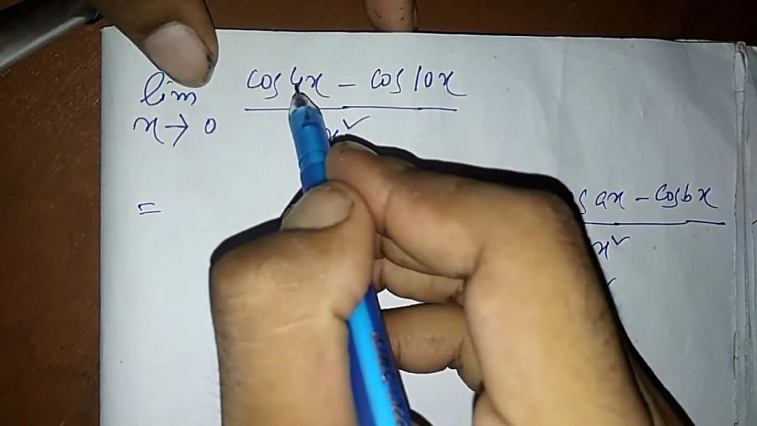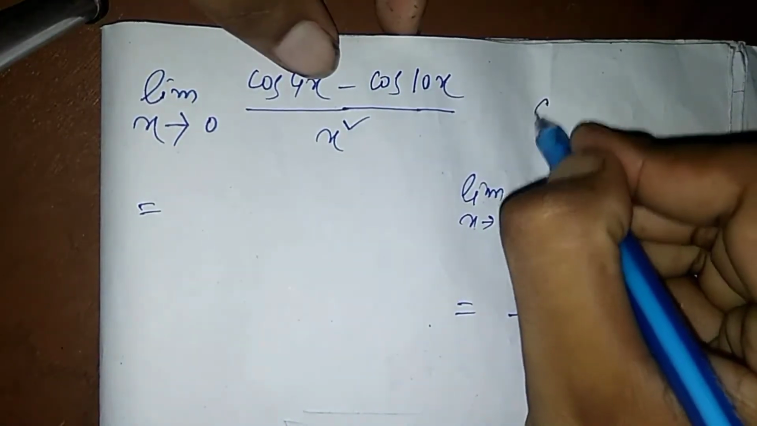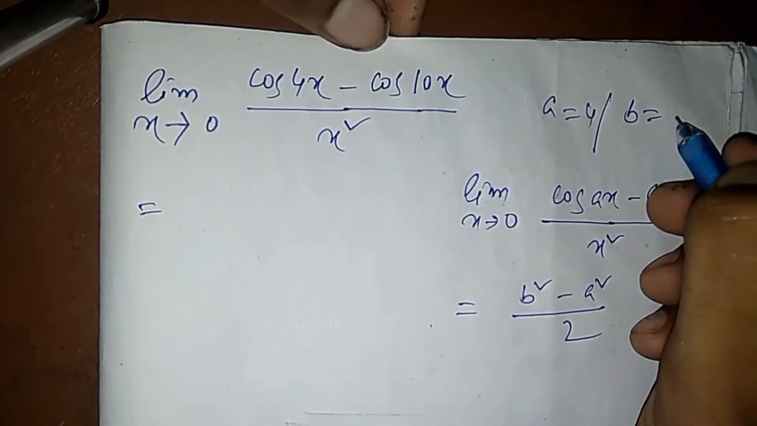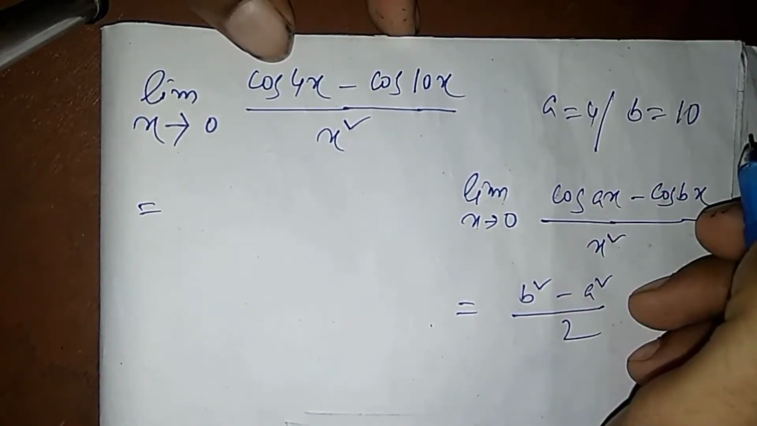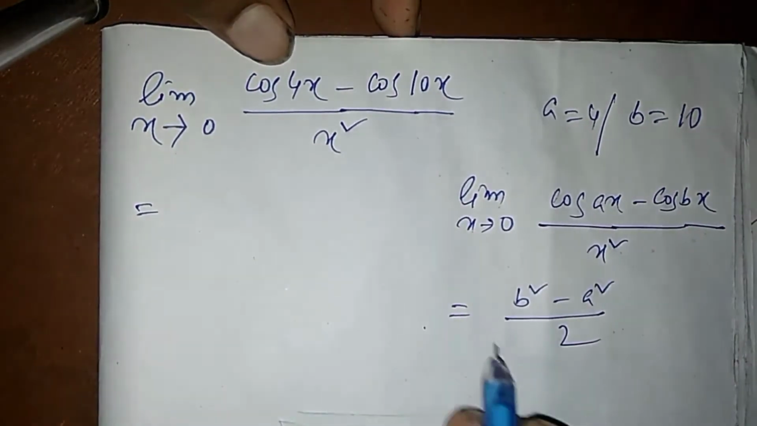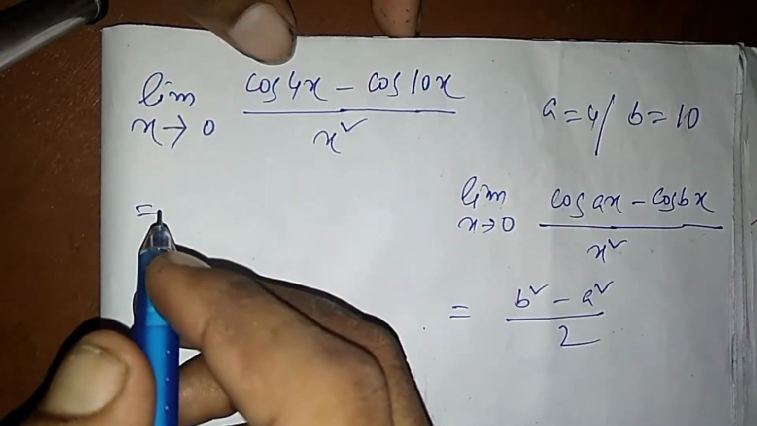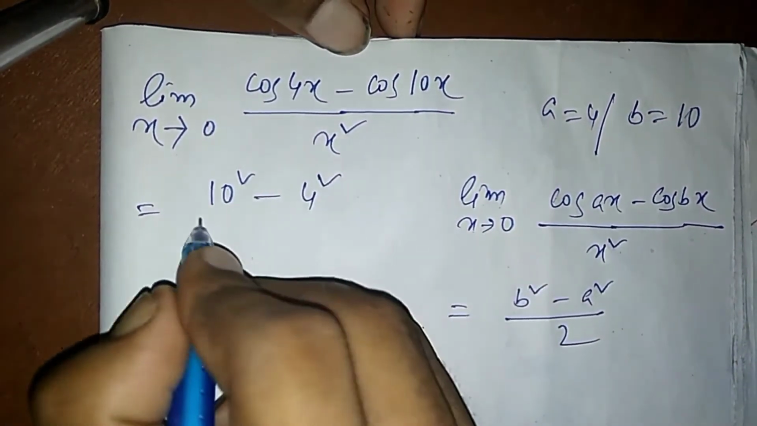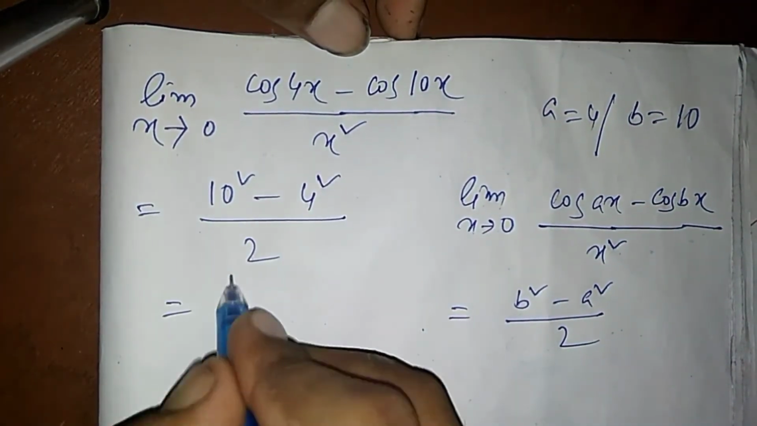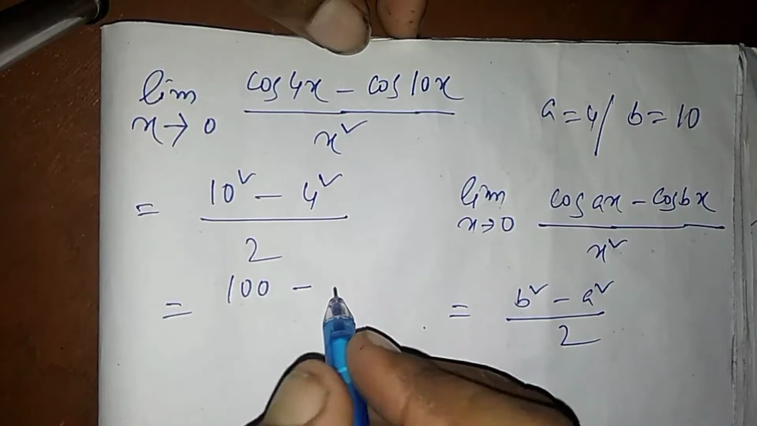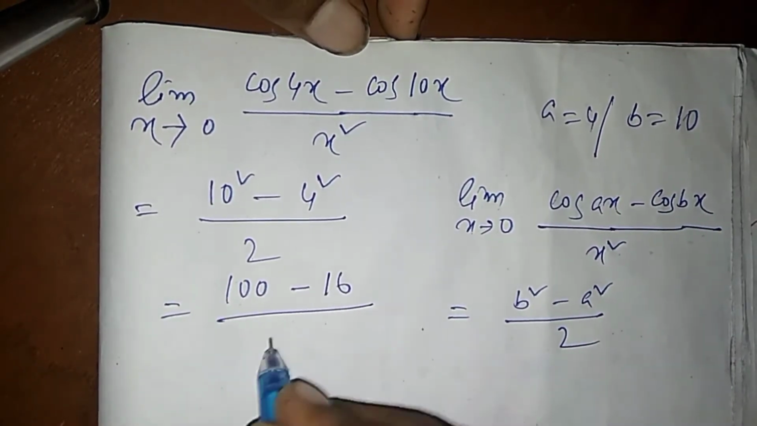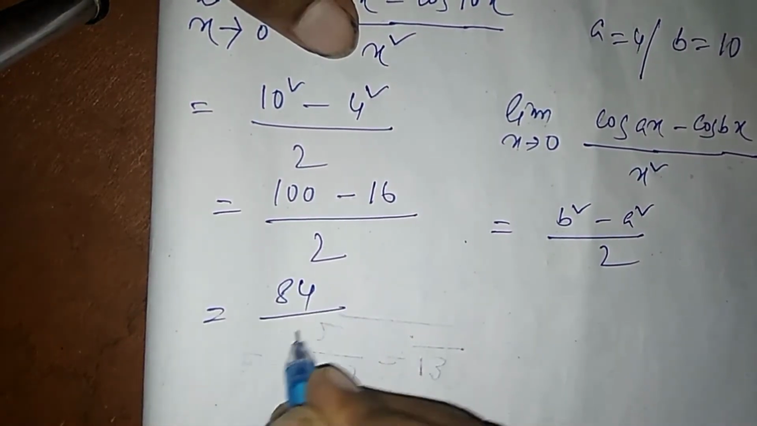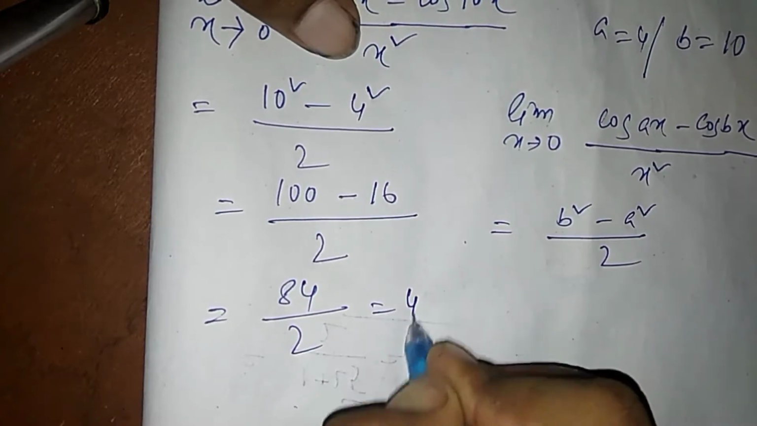Here you can see a means 4 and b is 10. So now I will apply it as a shortcut. (10 squared minus 4 squared) upon 2 equals (100 minus 16) upon 2 equals 84 upon 2 equals 42.